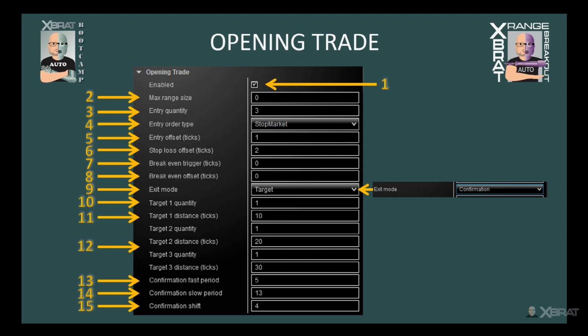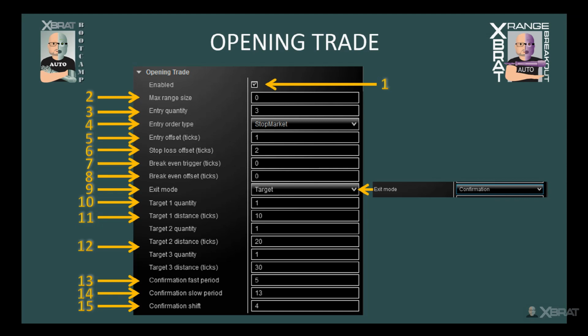Okay, number 6, stop loss offset, is on the other side of the range of your order. The default is set to 2. Again, that can be adjusted during optimization. If you're going long, in this scenario, you would be going long 1 tick above the high of that range, and automatically your stop loss will be put 2 ticks below the low. This is where that max range comes in as well, because the bigger the range we've got, the more risk that we have.